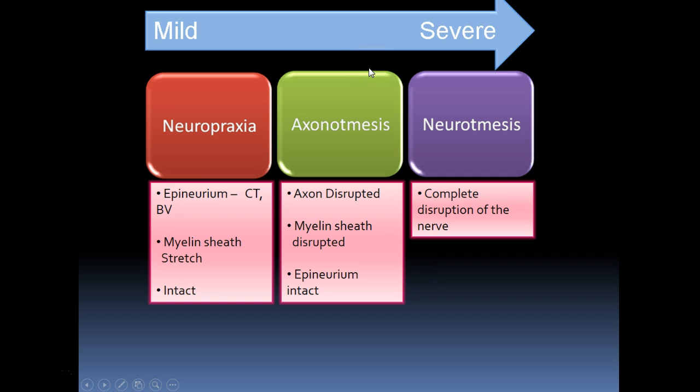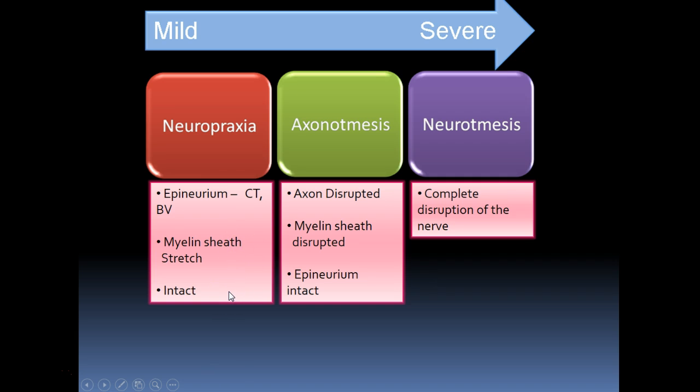So when we think about neuropathologies, there are really three different types that can occur. And as we move down the scale, the more severe the consequences are. The first one is a neuropraxia. In a neuropraxia, the nerve becomes compressed, and the injured anatomical structure is the epineurium, the connective tissue, and the blood vessels. You get a little bit of myelin sheath stretch, but there's no compromise, no injury to the myelin sheath itself. There's just a little bit of stretch.